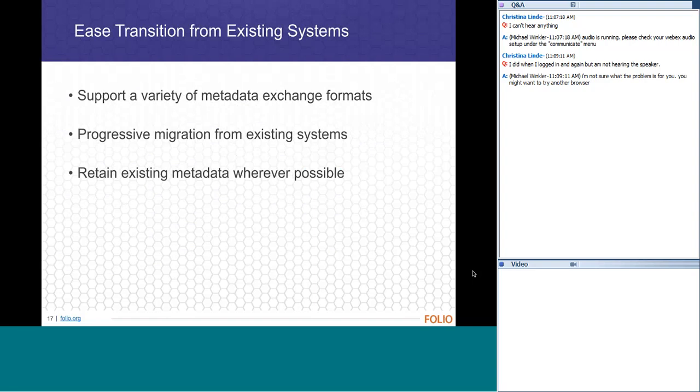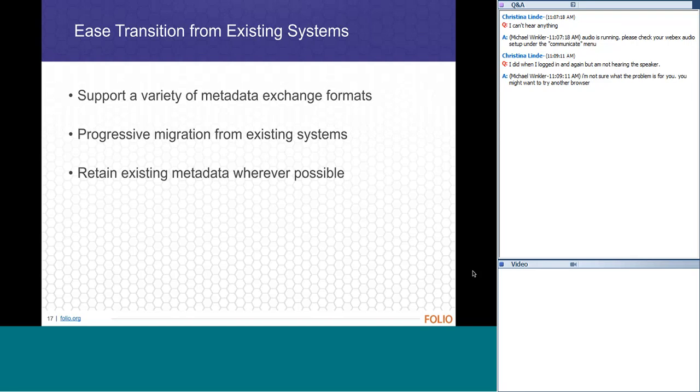And again, easing transitions effectively: how do we embrace a variety of different formats that we're talking about, and how do we progressively migrate sets of information into Folio in a way that retains as much of that information as possible and effectively utilizes it where it's useful and doesn't burden the rest of the system where it isn't useful.